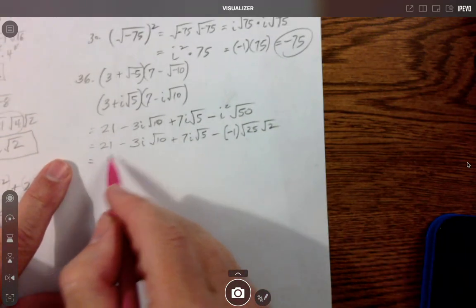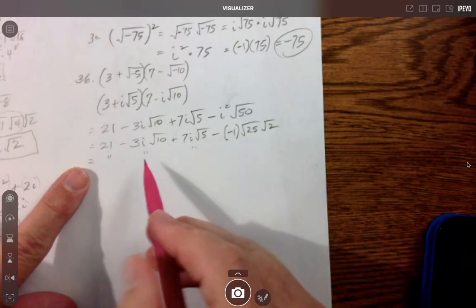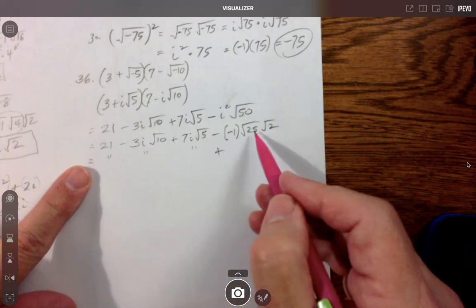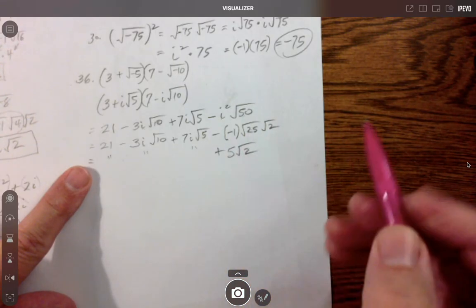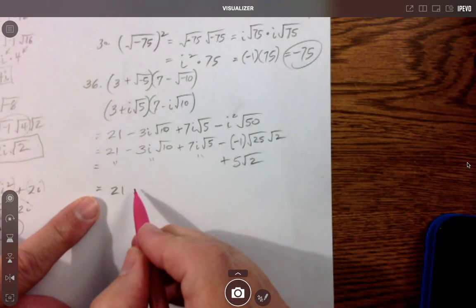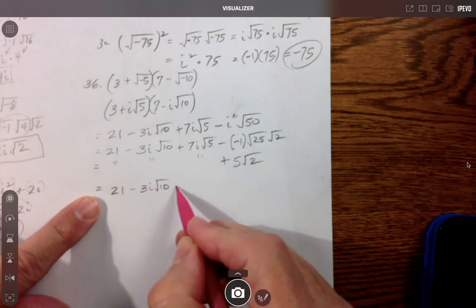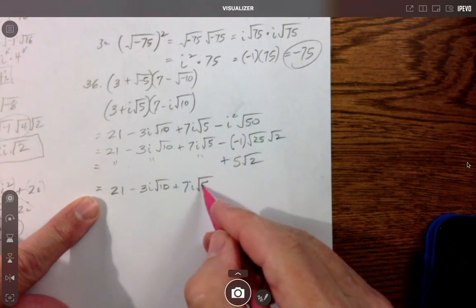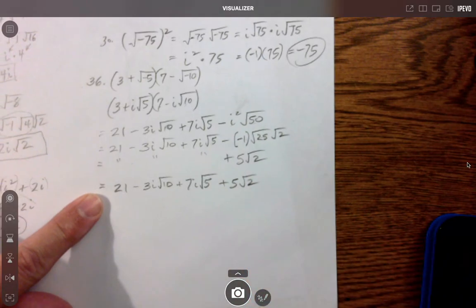All right, so all of this just comes down. I'm not going to rewrite it. It's just going to come down. And then this is a plus, right? That's a 5 square root of 2. All right, so it looks like what I've got here is 21 minus 3i square root 10 plus 7i square root 5 plus 5 square root 2.